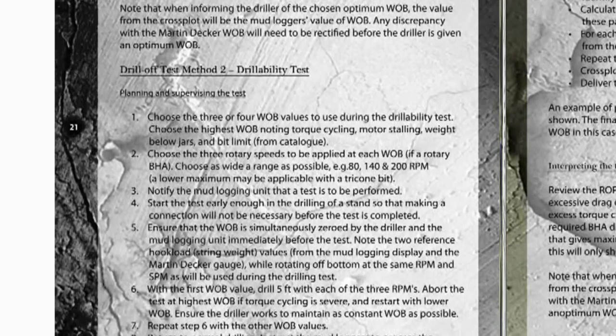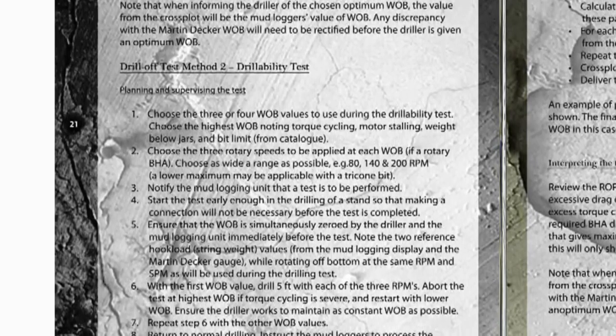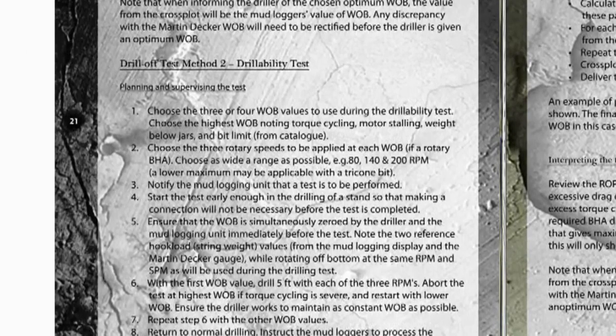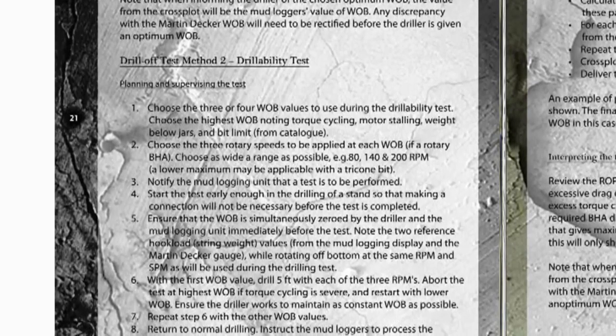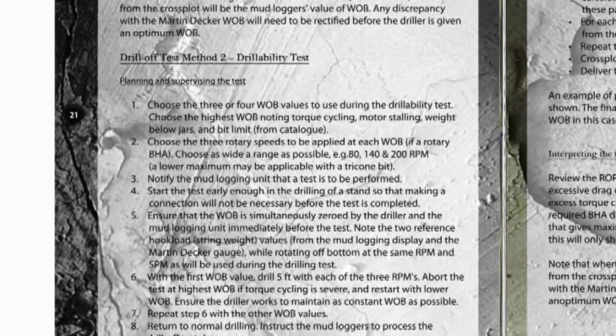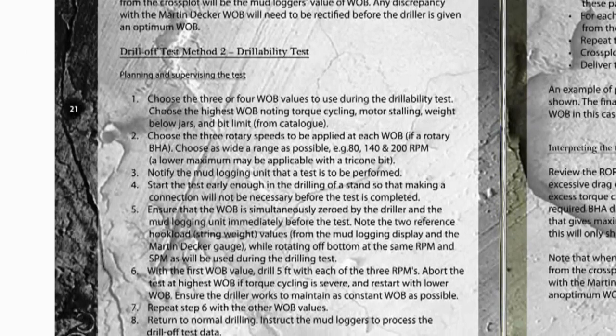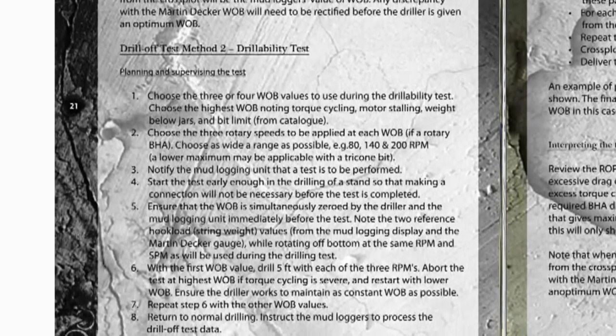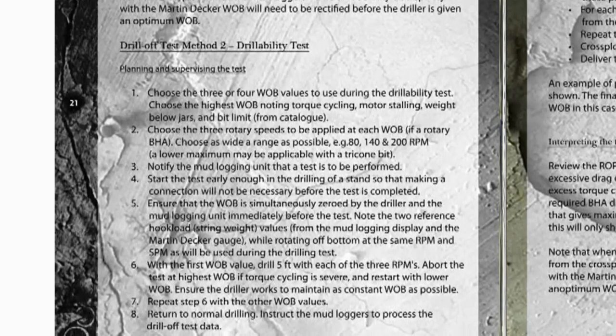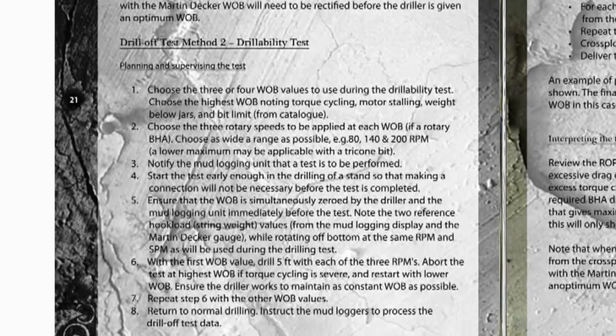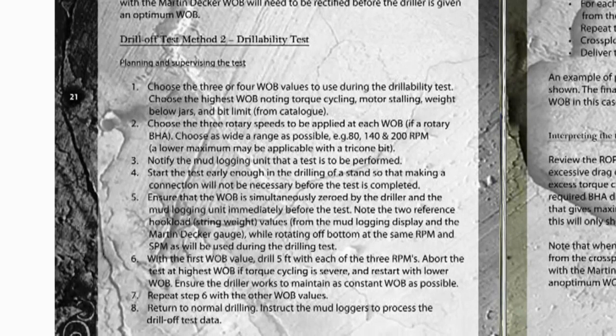5. Ensure that the WOB is simultaneously zeroed by the driller and the mud logging unit immediately before the test. Note the two reference hook load starting weight values from the mud logging display and the Martin Decker gauge while rotating off bottom at the same RPM and SPM as will be used during the drilling test.